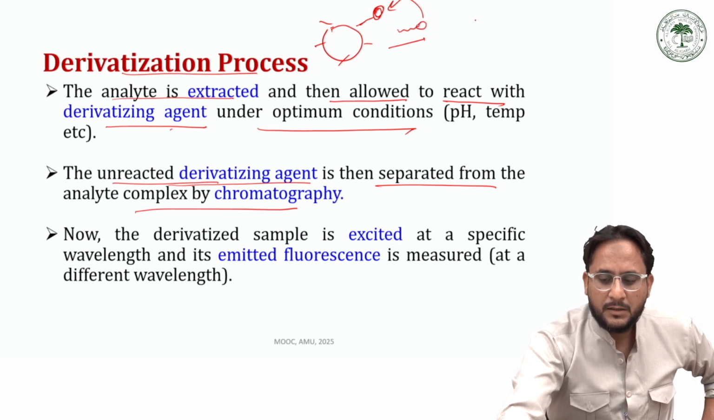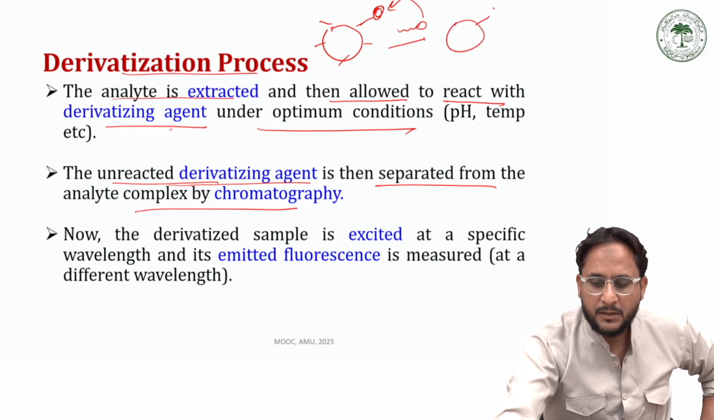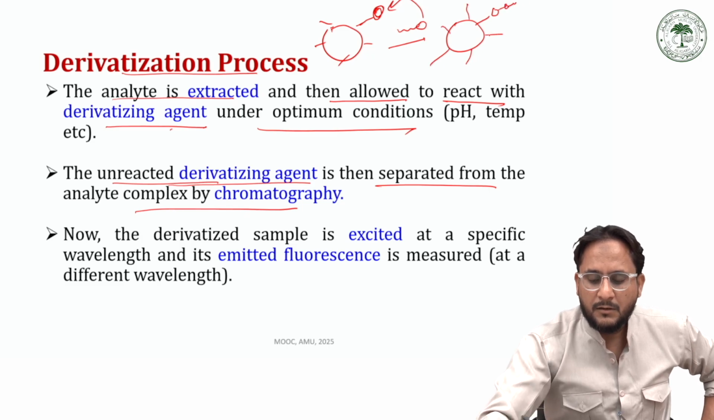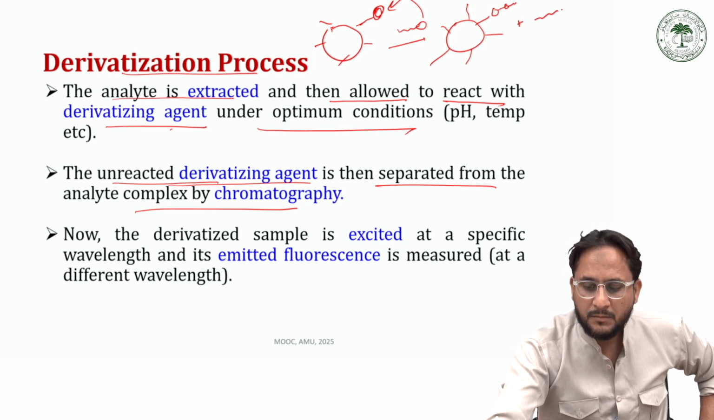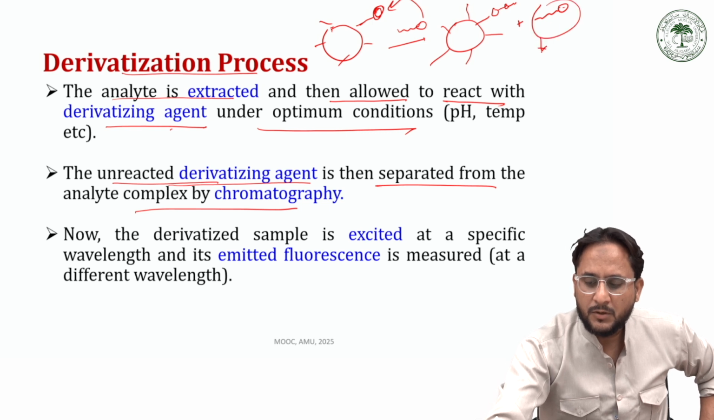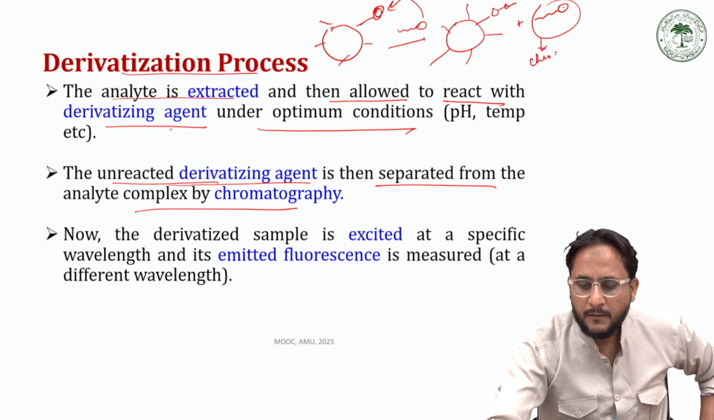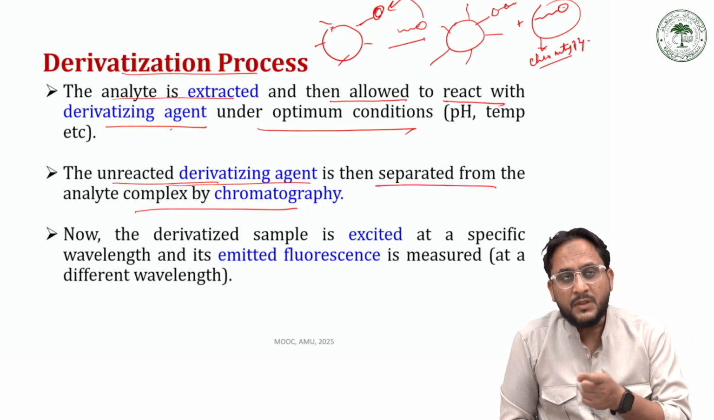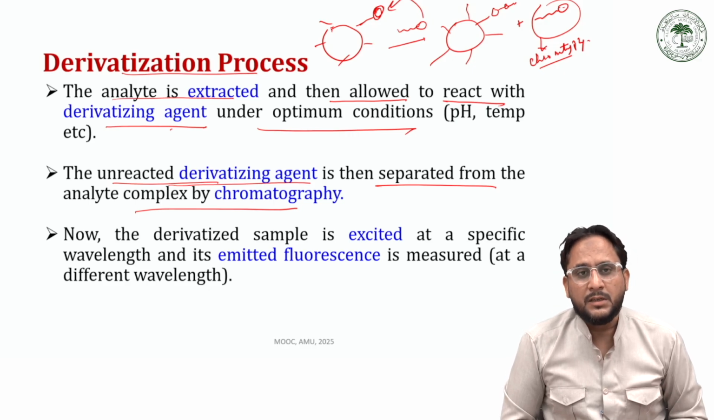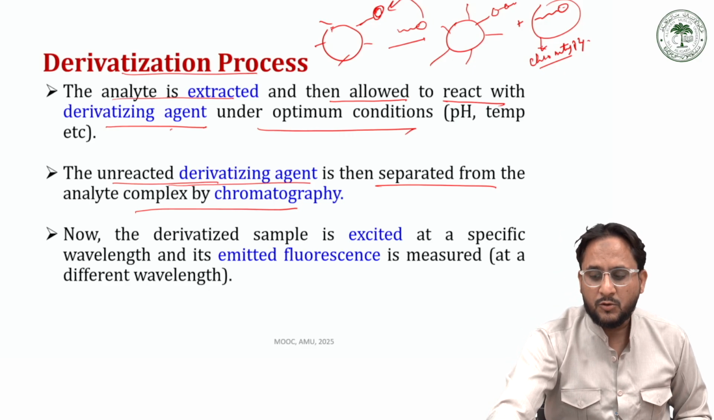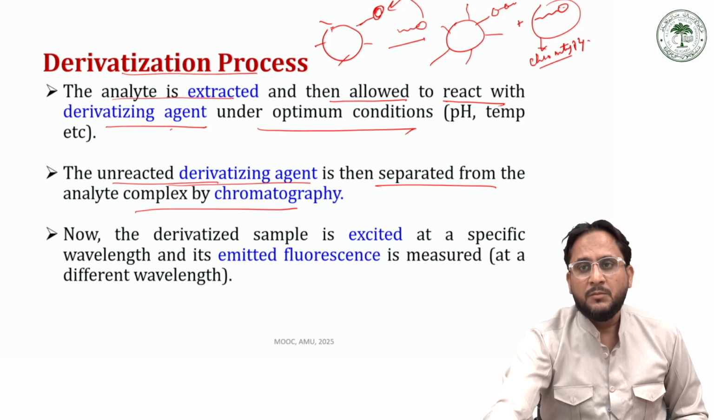It reacts with this particular site, forming a fluorescent tag. Now if some derivatizing agent is still present, what do we do? We remove it by a chromatography technique. You will learn about chromatography in the next few lectures, in the third and fourth units of this advanced course on analytical techniques. Chromatography is used for the separation of mixtures from a liquid.